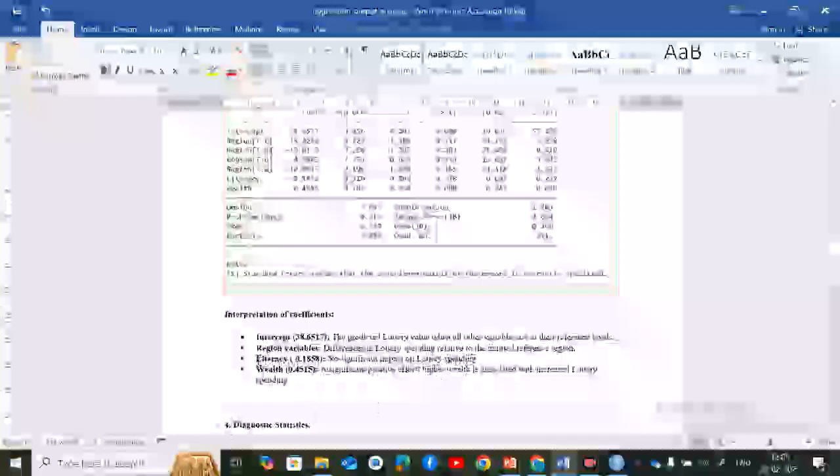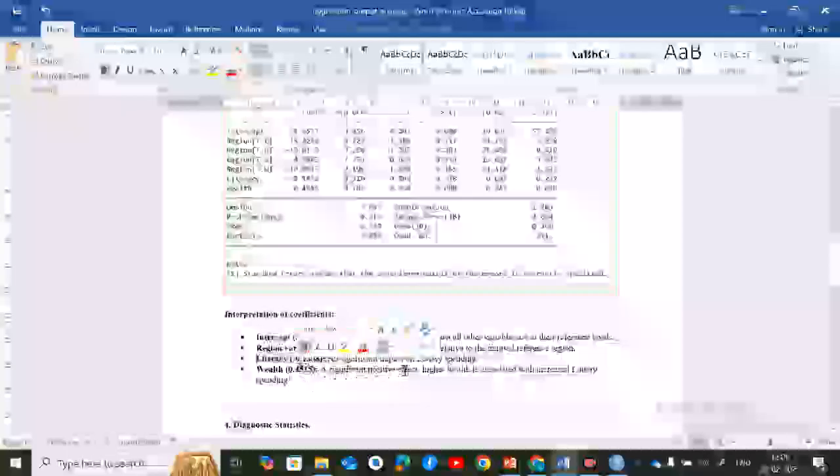So this variable, literacy, has no effect, so you can omit it. Because if you remove this one, your model is not affected. Wealth is 45, a significant positive effect: higher wealth is associated with increased lottery spending. Those who have higher wealth, let's say 45 crore, can obviously spend 10 to 12 lakhs.